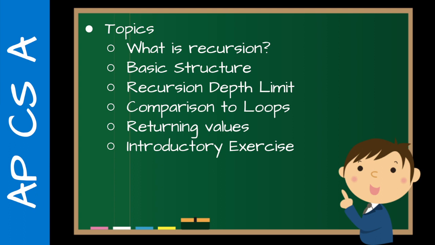We'll look at the basic structure of a recursive function, or recursive method, and then we'll talk about the recursion depth limit. There is a limit to the number of times that a function can call itself. If you hit that limit, something's gone wrong for sure. I find it's pretty good to compare, at least initially, recursion to loops, because anything that you can do recursively, you can usually do with a loop. It's just a lot harder in those types of cases.